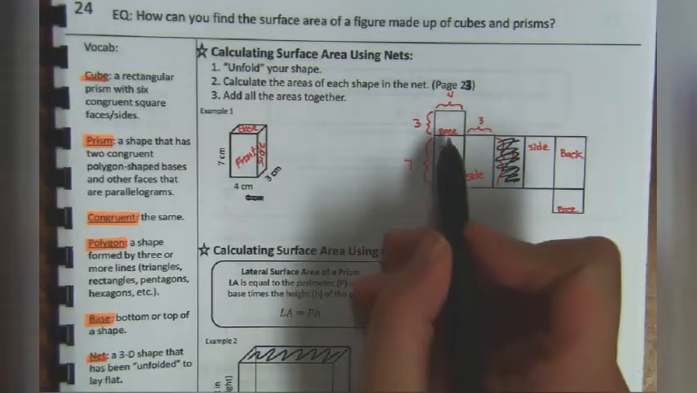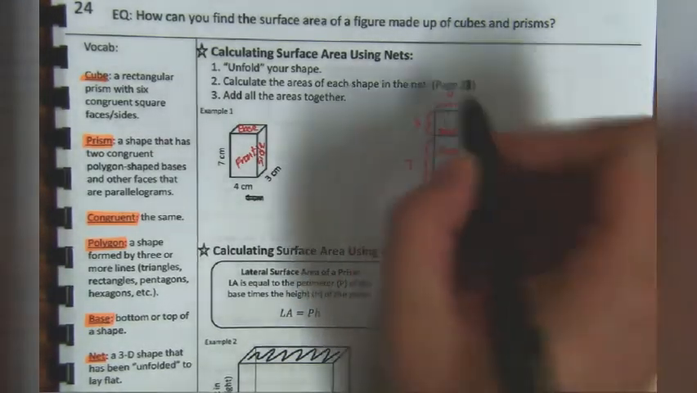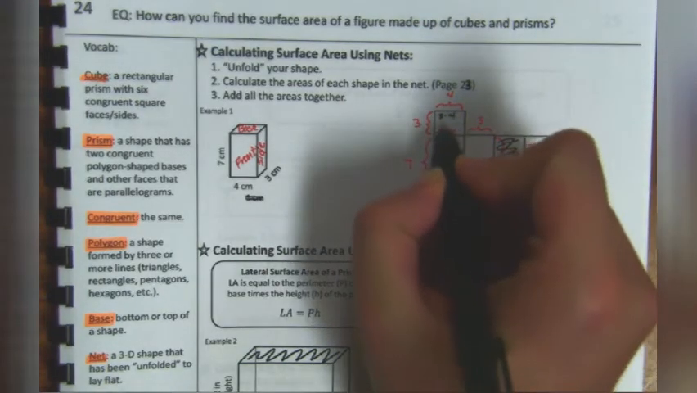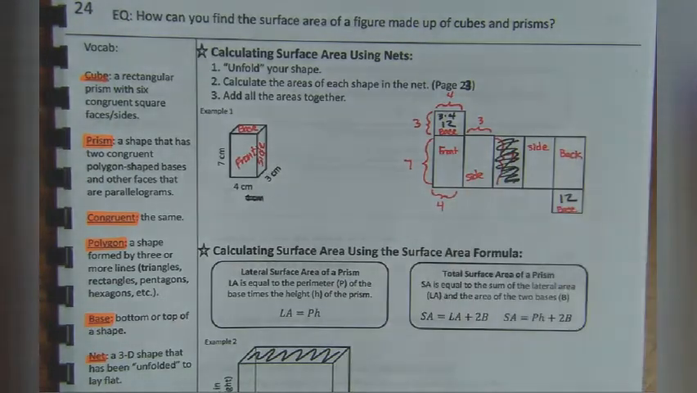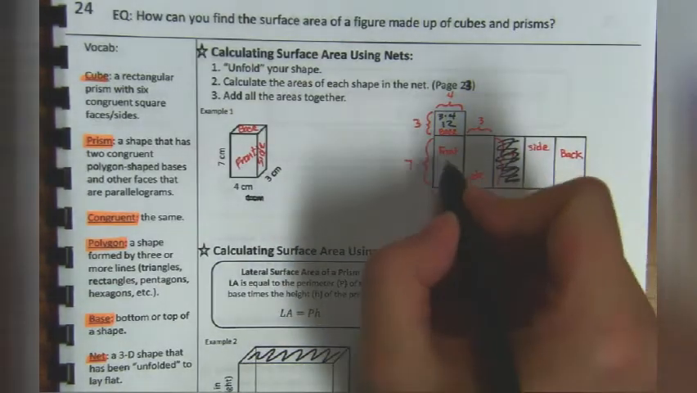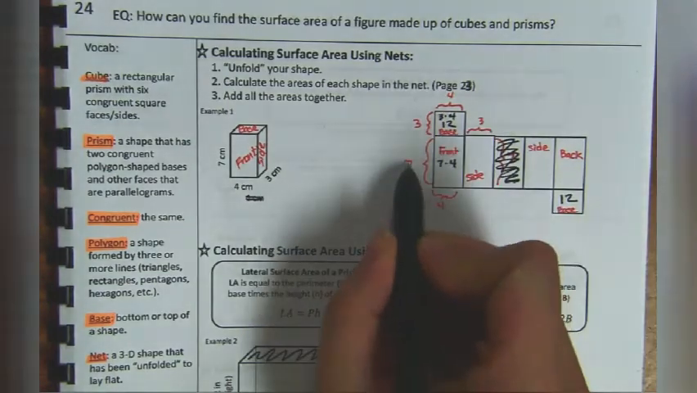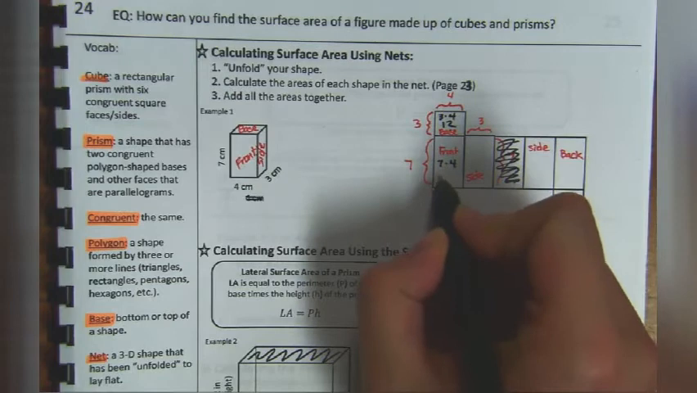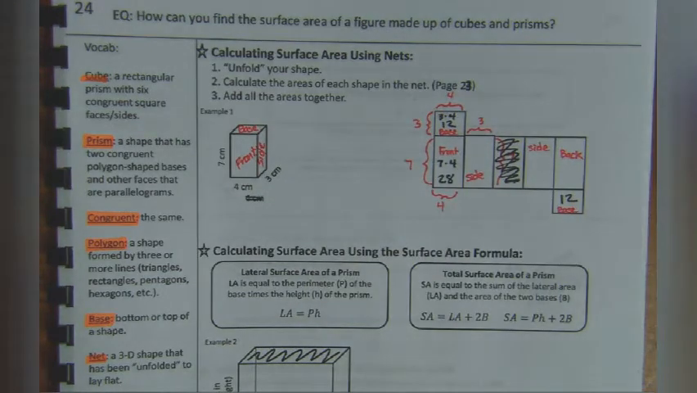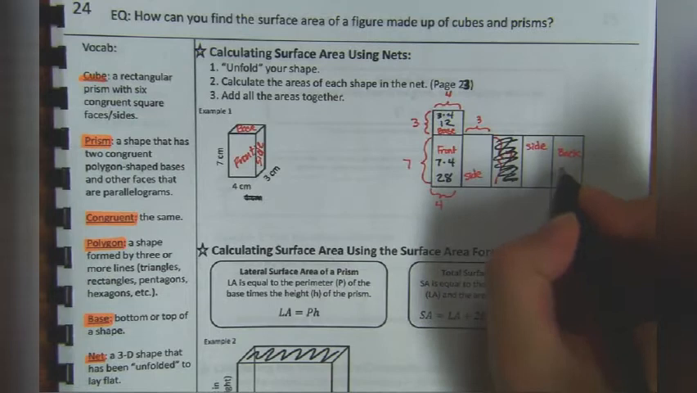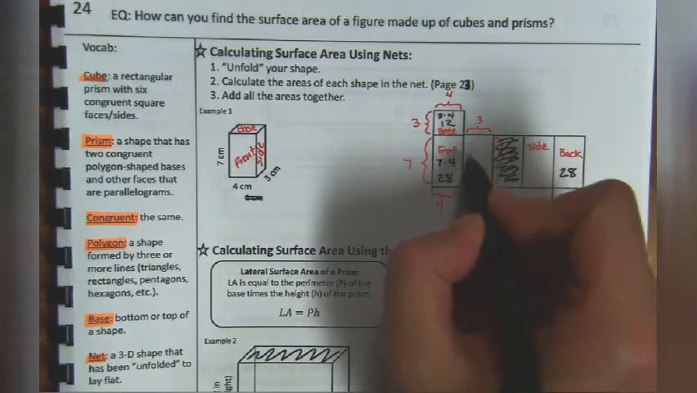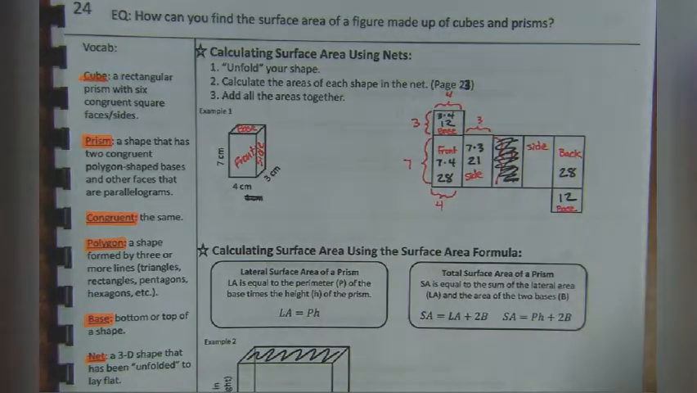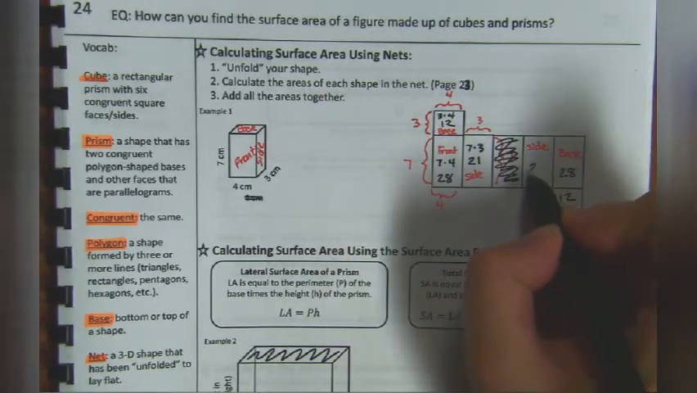Okay, so for our base, we're going to do 3 times 4, get 12. So if this base is 12, this base is also 12. Okay, for our front, we're going to do 7 times 4, because 7 times 4, we're going to get 28. So if the front is 28, the back is also 28. And then for our side, we're going to do 7 times 3. That gives us 21. So if this side is 21, this side is also 21.